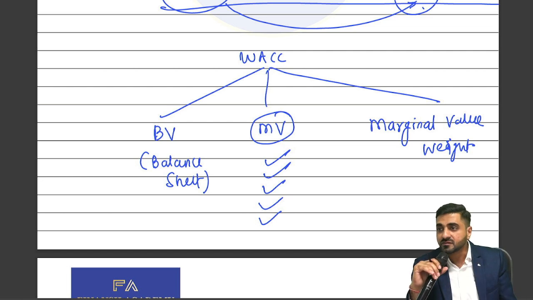Okay. Then what are marginal value weights? Marginal value weights are always additional value. What are they called? Additional.